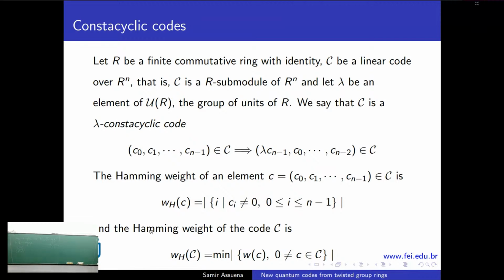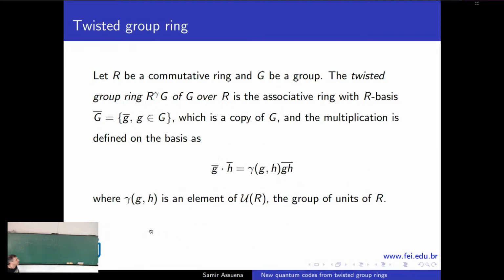As we know, the constacyclic codes are generalizations of cyclic codes, and we try to describe this kind of codes using a very nice generalization of group rings. Okay? The Hamming weight of any word here is the number of coordinates different from 0, and the Hamming weight of the code, of course, is the minimum weight of the non-zero words. Okay? So, what is a twisted group ring?